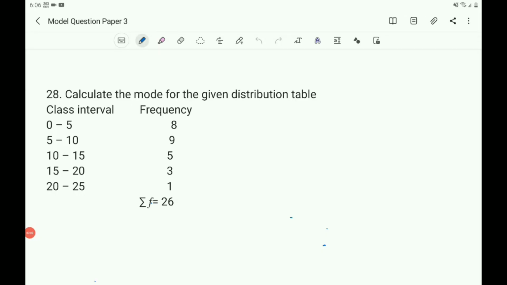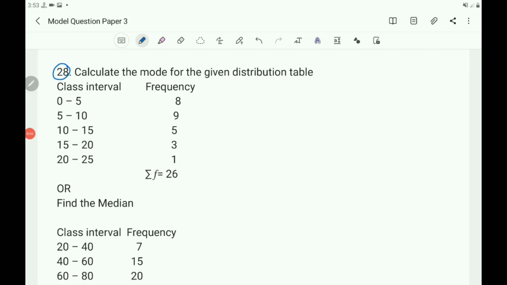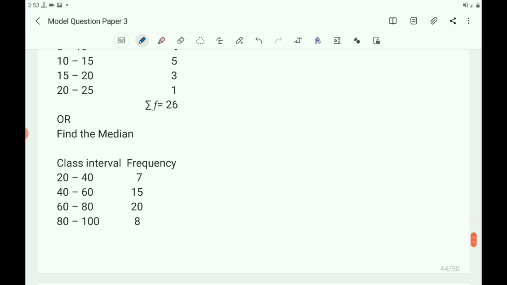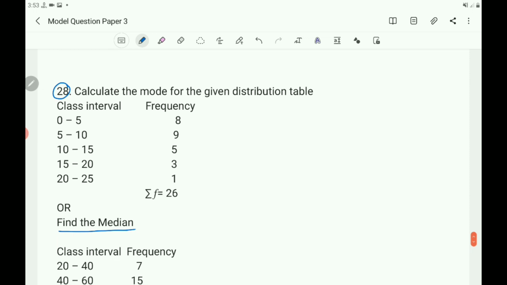Children, it is the next part of the solution of model question paper 3. Now let us take the 28th question. Calculate the mode for the given distribution table. Class interval and frequency are given. And also our question is there, that is, find the median. You solve any one of the questions here, either this question or this question, but now let us solve both.